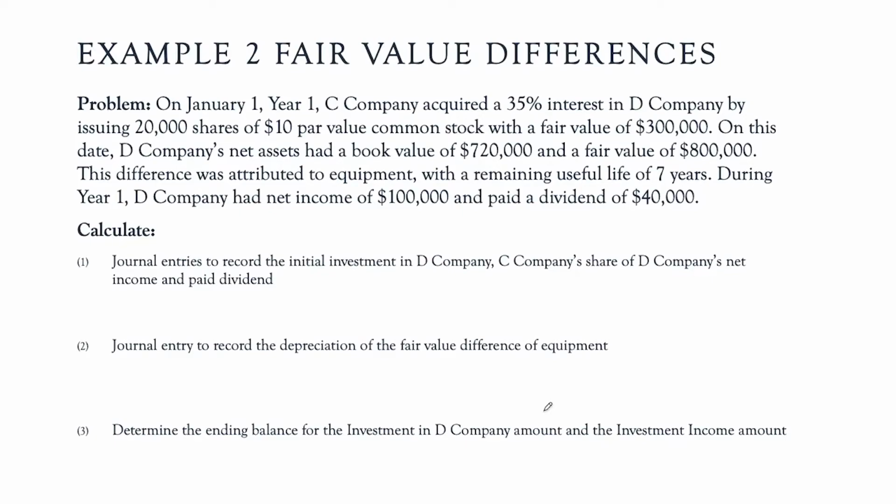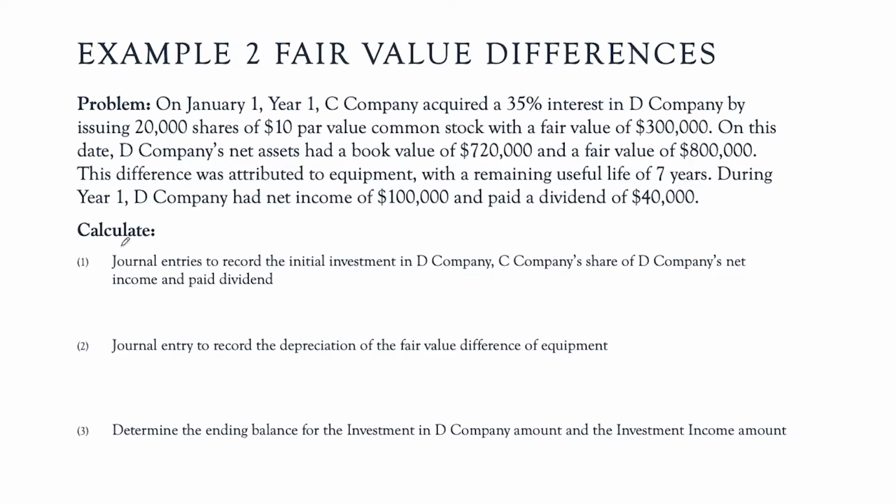So reading the problem, on January 1, year 1, C company acquired a 35% interest in D company by issuing 20,000 shares of $10 par value common stock with a fair value of $300,000. On this date, D company's net assets had a book value of $720,000 and a fair value of $800,000. This difference was attributed to equipment with a remaining useful life of 7 years. Now, during year 1, D company had net income of $100,000 and paid a dividend of $40,000. So let's see what it's asking us to calculate.